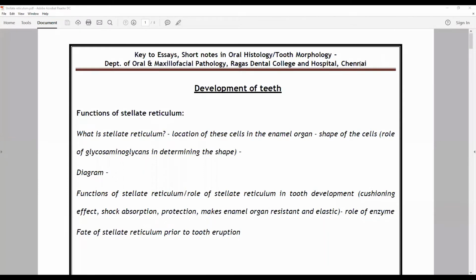Welcome everybody once again to the one question a day program in the chapter of development of teeth. The question that we are going to discuss is the function of stellate reticulum.